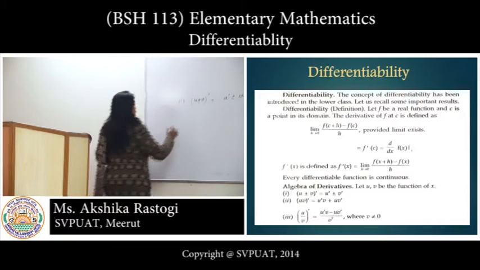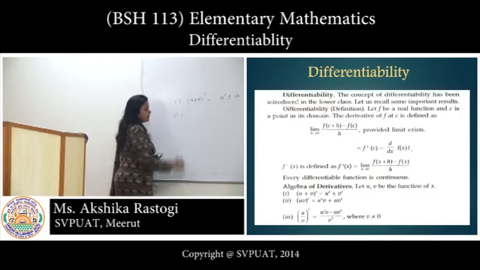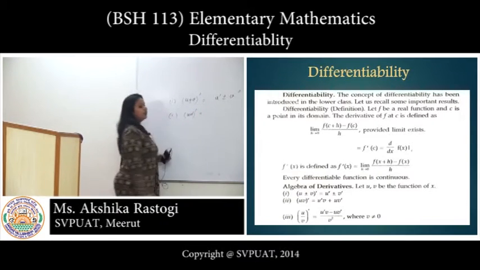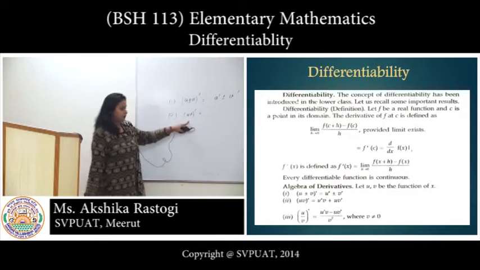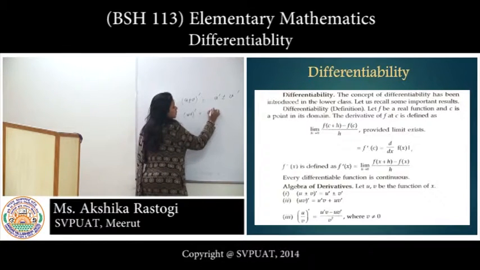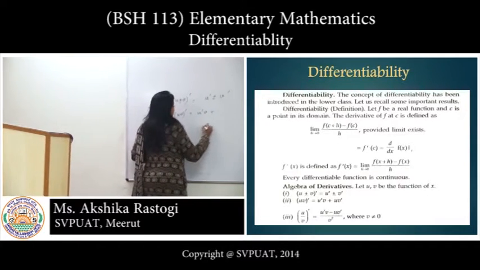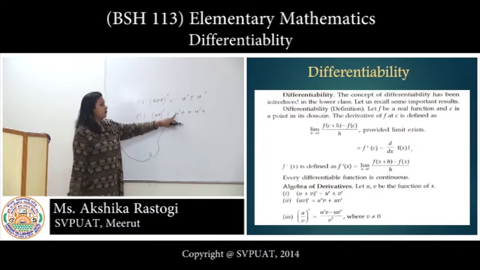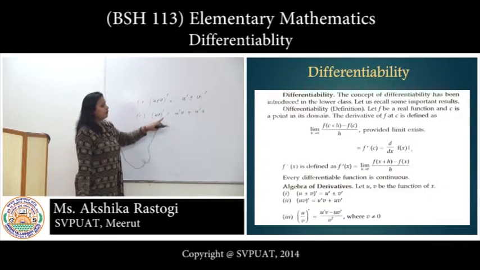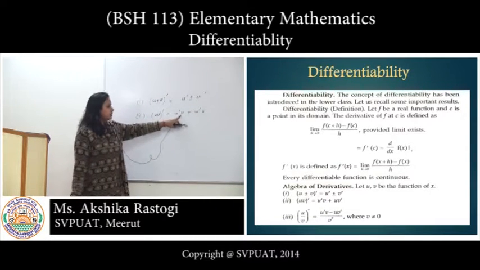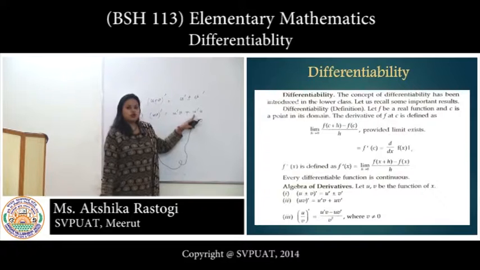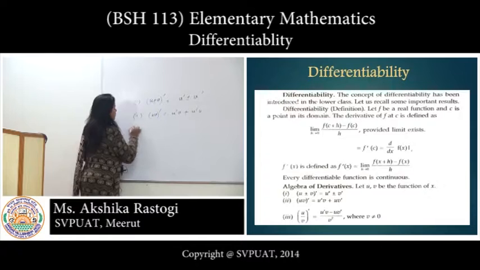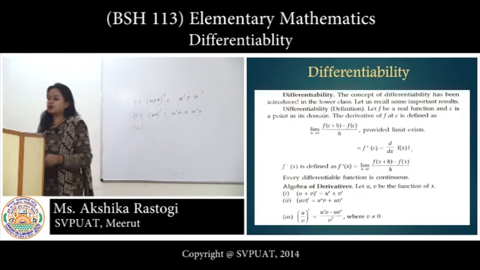Second thing is that if we have a product of two functions, how can we write it? u dash v plus v dash u. Means first we differentiate the first function, the second one is in the multiplication as it is, plus then differentiation of the other function, and the first function is as it is. This is also called the product rule.